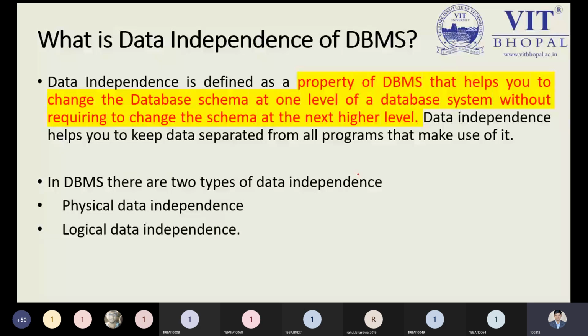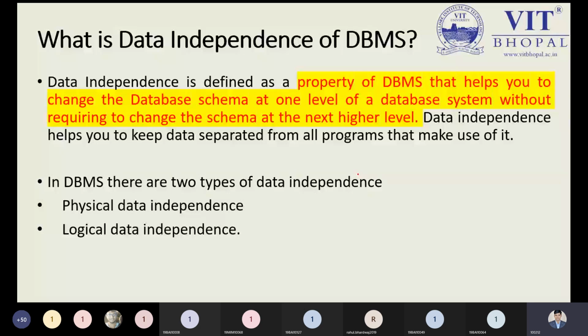So what is data independence? Data independence is defined as a property of the database management system that helps you to change the database schema at one level of the database system without requiring a change to the schema at the next higher level. It means if you're making any changes in the physical layer, it should not affect the logical level.